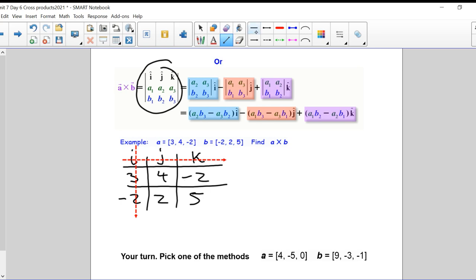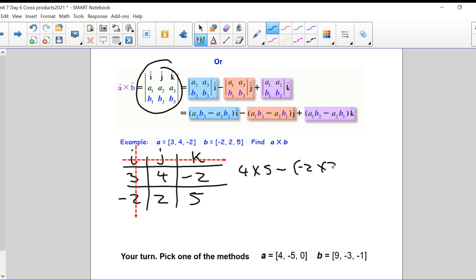And the way this works is, it is kind of in a sense similar to what he did, but not quite. I'm going to take the 4 times the 5, and minus the minus 2 times the 2. The minus 2 times the 2. Right? So I'm taking this and I'm minusing that. Hopefully that makes sense.